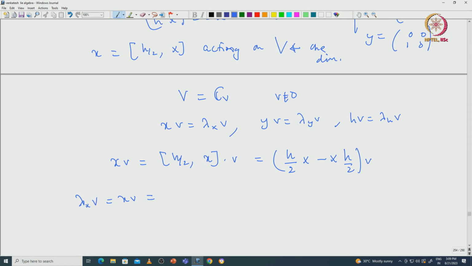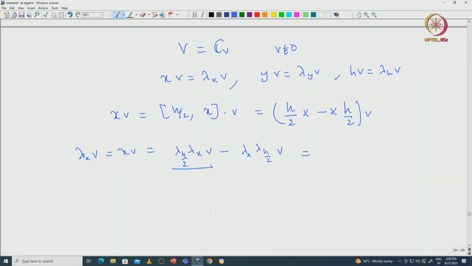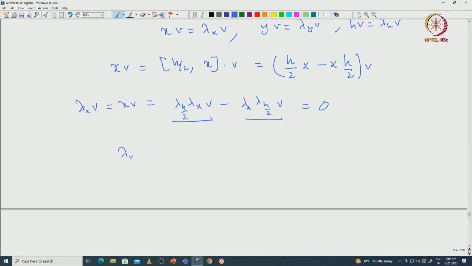Then you can see that on one side you get lambda_x v, and on the other side you get lambda_{h/2} lambda_x v minus lambda_x lambda_{h/2} v. Because lambda_x and lambda_{h/2} are both complex numbers, if you take them out, these two things get cancelled and you get 0. So, this proves that lambda_x must be 0.